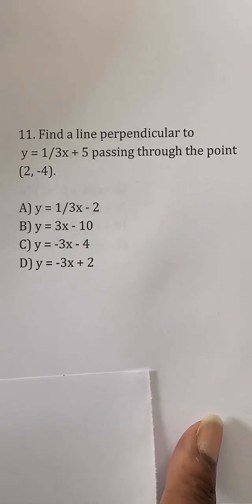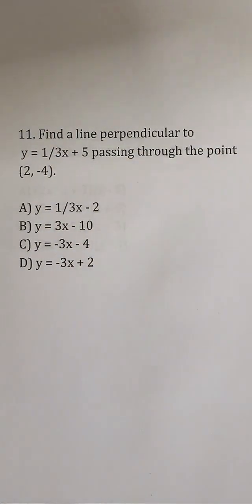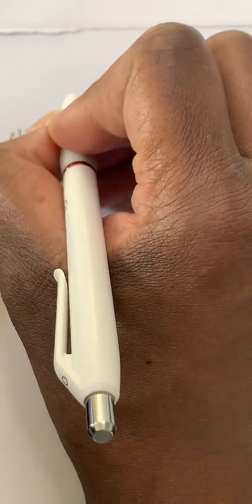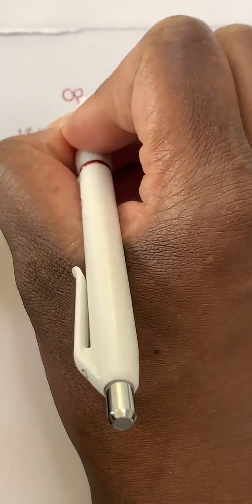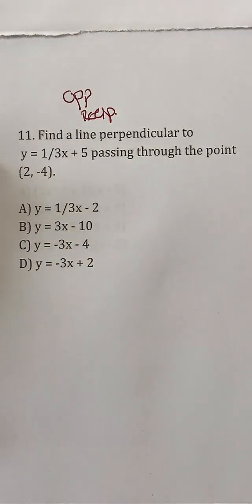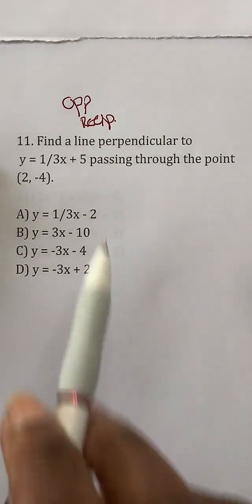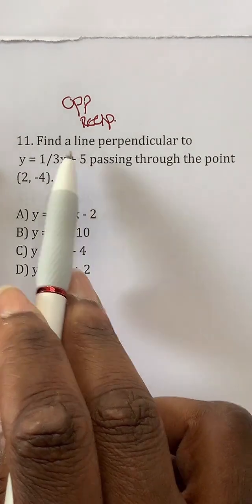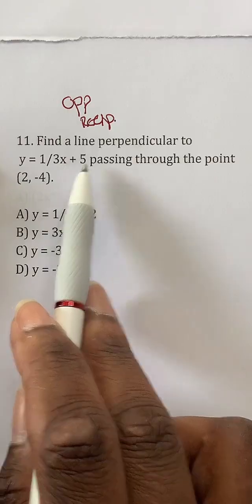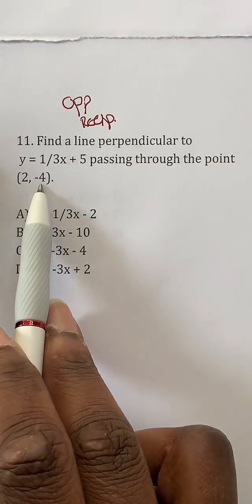What happens if they're perpendicular? When we have something that's perpendicular, our slopes aren't going to be the same. They're actually going to be what's called opposite reciprocals. So this time, we are trying to find a line perpendicular to y equals 1/3 x plus 5, passing through the point (2, -4).